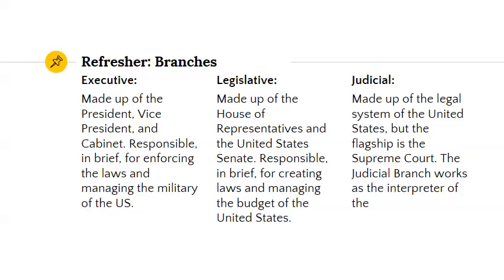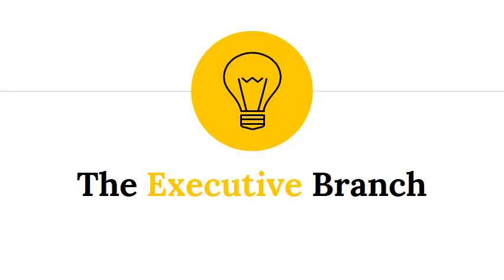So, just a quick refresher: when we talk about this, we have those three different branches, the executive, the legislative, and judicial. We are focusing on the executive, which is made up of the president, the vice president, and the cabinet. And it's responsible for enforcing laws and managing the military of the United States. The executive branch.